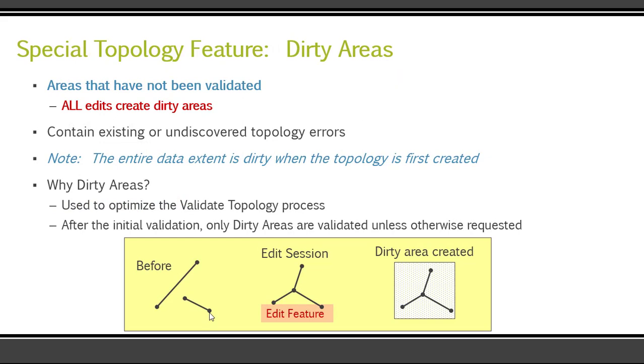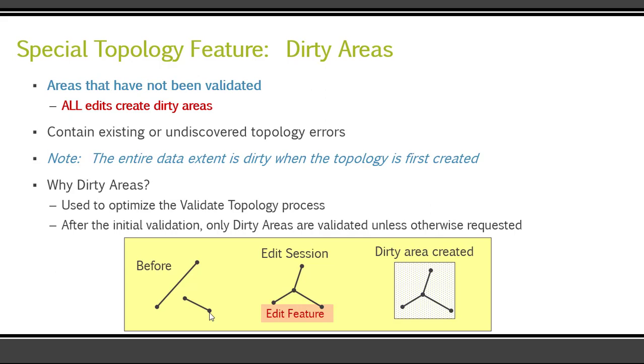All right, so let's talk about that special feature, that dirty area. Dirty areas are simply places where your data has not been evaluated against the rules. So the data has not been validated against the rules. This can contain existing or undiscovered topology errors. When you first create topology, your entire study area around all of the data that participate in the topology is going to be marked off as a dirty area. And you can turn on a graphic that shows you the dirty area within the spatial features that you're working with. It'll be a giant square polygon.